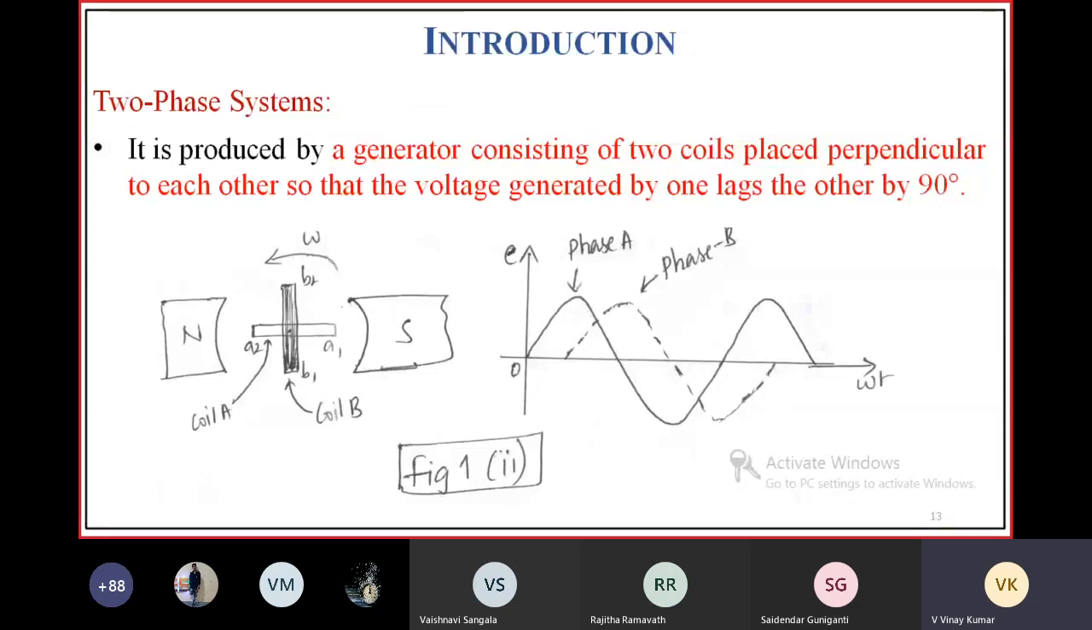If we rotate this arrangement having 2 coils displaced by 90 degrees physically, then 2 EMFs will be induced. Those 2 EMFs are electrically displaced by an angle of 90 degrees.